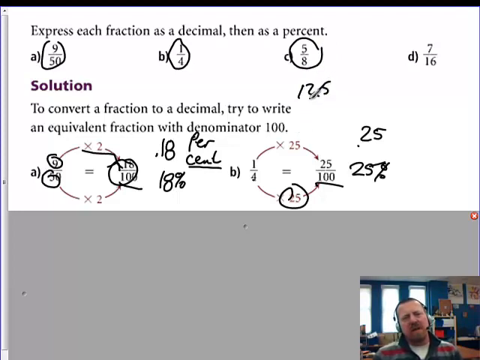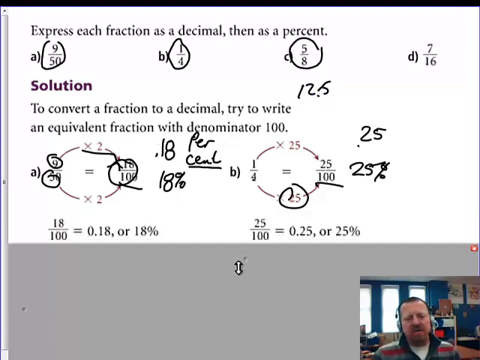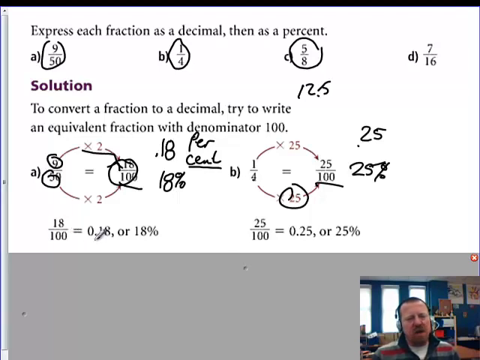And the numbers may not come out as whole numbers, and then it gets really complicated. So how do you do it when you can't easily change it to 100? Well, you do a little bit of work. First of all, let me show you how the answers turned out. 18 over 100 equals 0.18 equals 18%. 25 over 100 equals 0.25 or 25%.